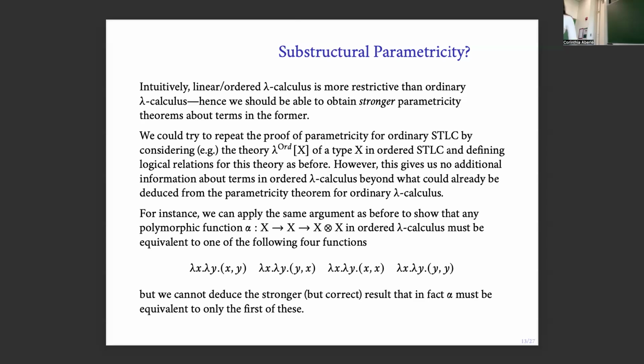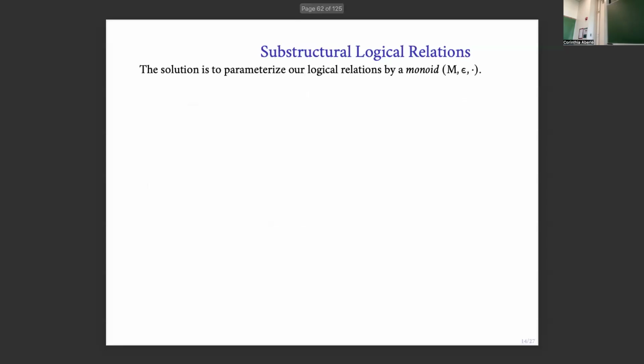And so we need something more to get the parametricity theorems that we want out of this. And so the solution, which I came up with, I don't know if this is an original thought, but I'm working on a paper right now about this. The solution is to parameterize our logical relations by a monoid.